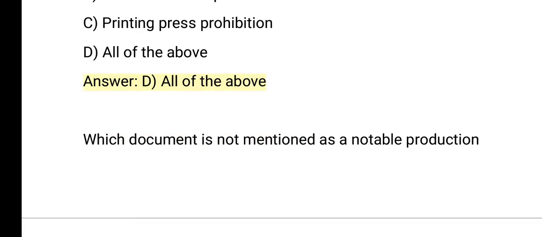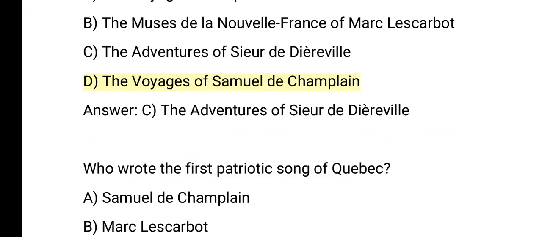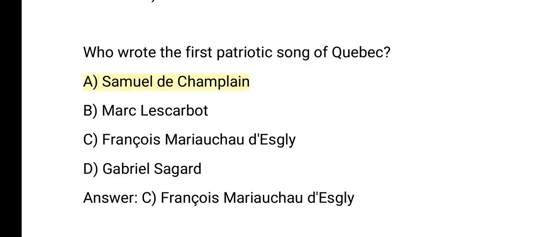Which document is not mentioned as a notable production from the early days of colonization in New France? A. The Voyage of Jacques Cartier. B. The Muses de la Nouvelle France of Marc Lescarbot. C. The Adventures of Sieur de D'Iberville. D. The Voyages of Samuel de Champlain. Answer. C. The Adventures of Sieur de D'Iberville. Who wrote the first patriotic song of Quebec? A. Samuel de Champlain. B. Marc Lescarbot. C. François-Mario Chaudescli. D. Gabriel Sagard. Answer. C.